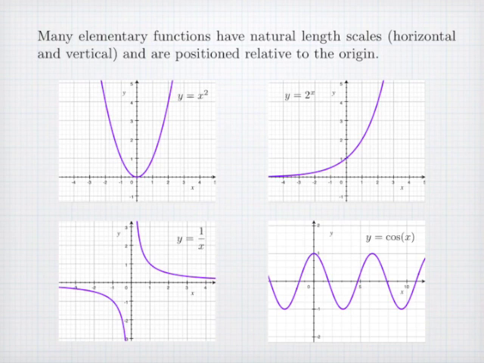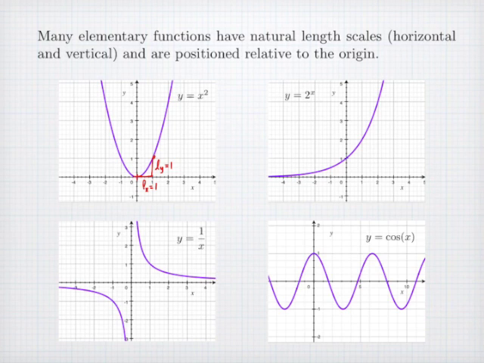For example, the parabola. The vertex of the parabola takes place at the origin, and it has natural length scales horizontally and vertically, so that my natural length scale in the x position is 1 and the natural length scale in the y direction is 1, because if I go over 1, the parabola goes up 1 from the vertex at the origin.